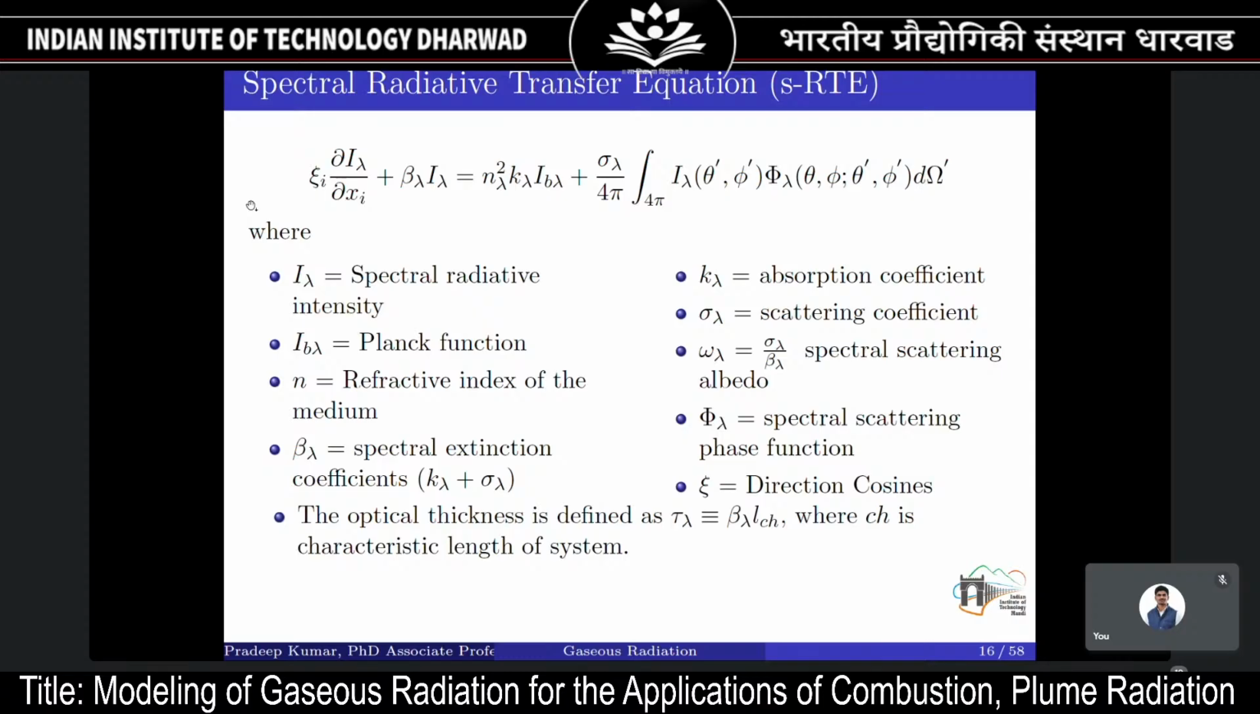Apart from this, there is a parameter used in this domain, the optical thickness, defined by the extinction coefficient times the characteristic length of the system. Most of the results I will be explaining with respect to optical thickness. If I solve this equation for every spectral location, that is called the line by line method, and it is used for benchmarking purposes.